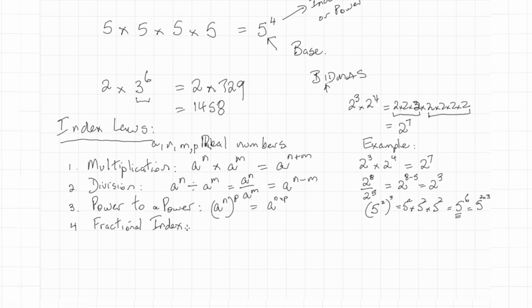Or a fractional power. And that is that a to the 1 over n equals the nth root of a. So 9 to the power of a half is equal to the square root of 9. Now that's the radical sign. If we don't put a number there, it is assumed to be 2. So this is just asking us for what number, which when multiplied by itself gives us 9, and that will be 3.